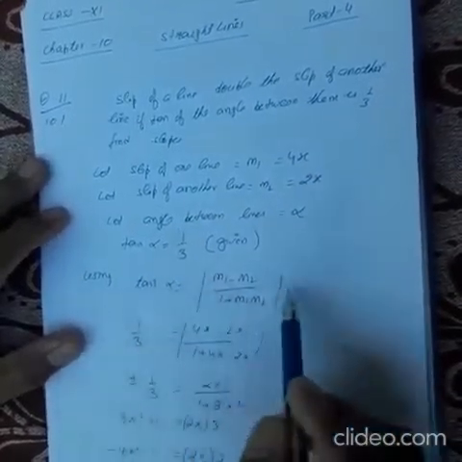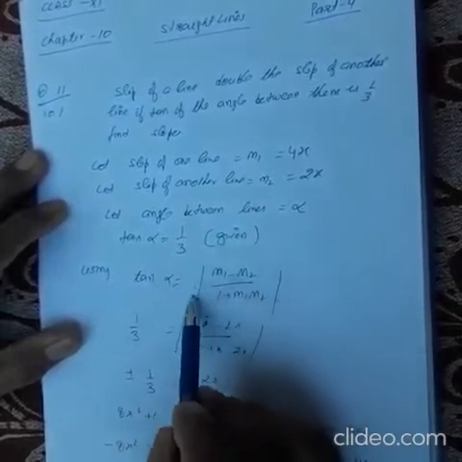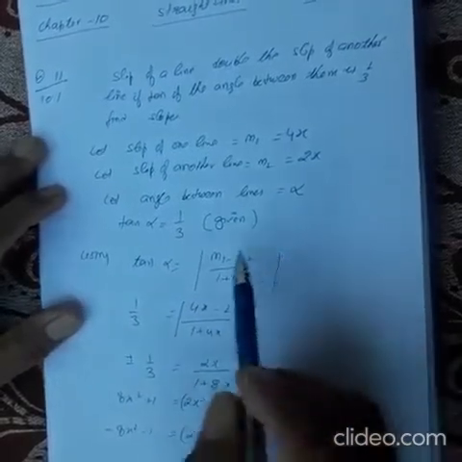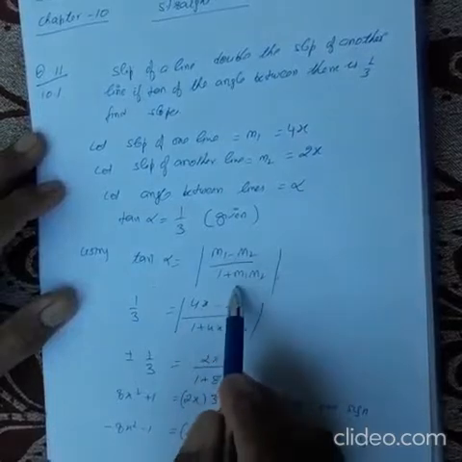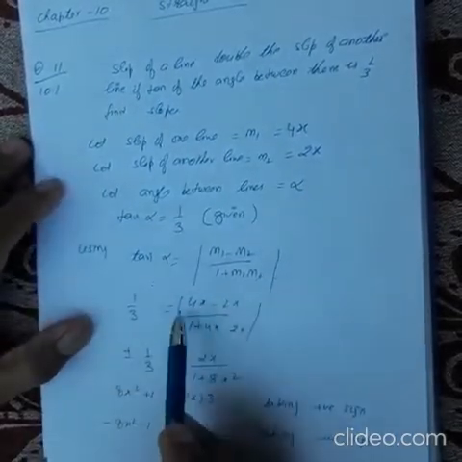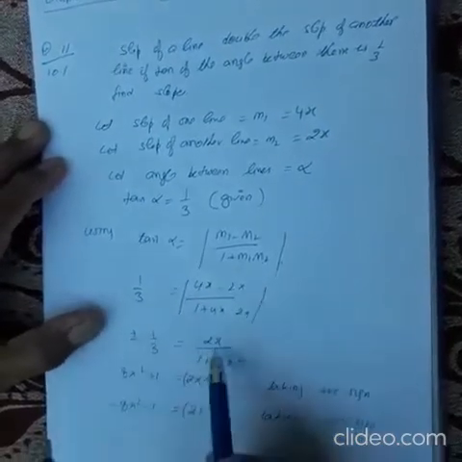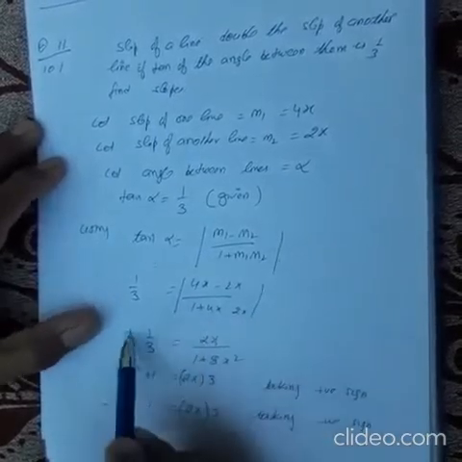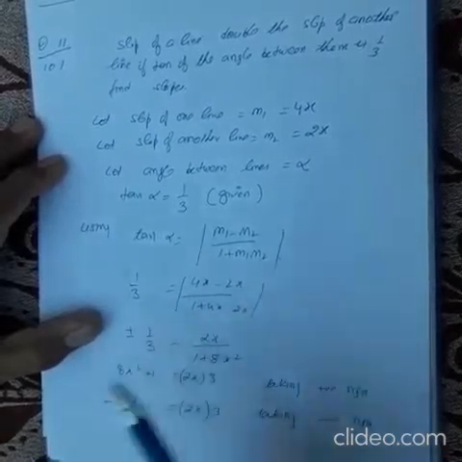Now this is the formula for the angle between two lines. Tangent alpha should be equal to mod of m1 minus m2 upon 1 plus m1 m2. So m1 is 4x, m2 is 2x. So you put in the values. Tangent alpha is given as 1 by 3. Now after removing mod, we can apply plus minus sign on this side. I have applied it here. So plus minus 1 by 3, we can eliminate mod because this value can be negative or positive.